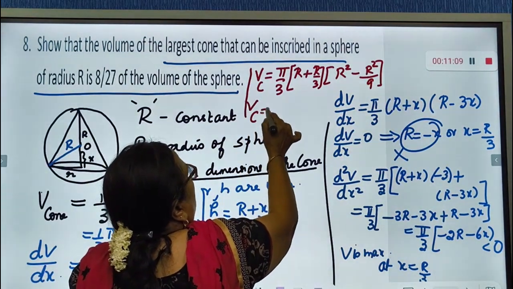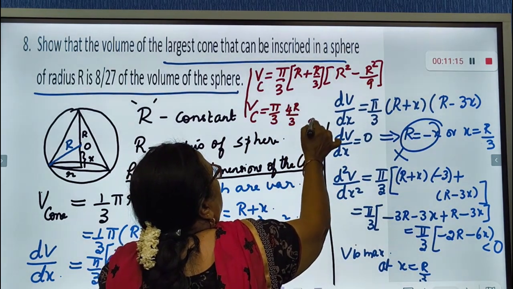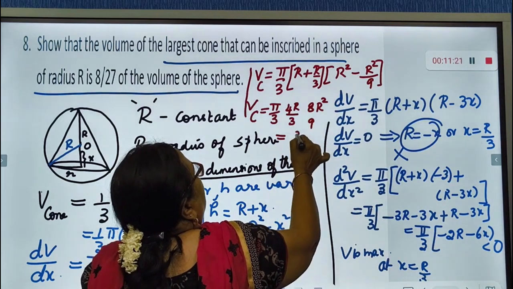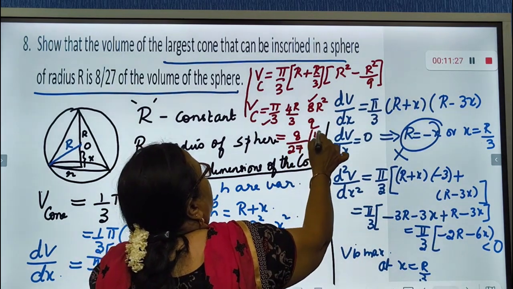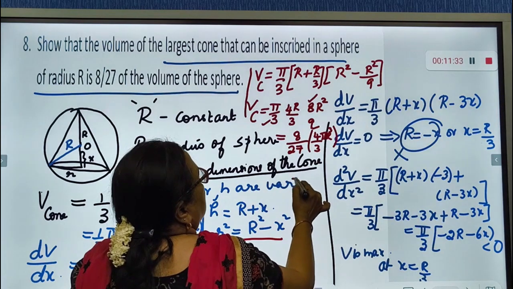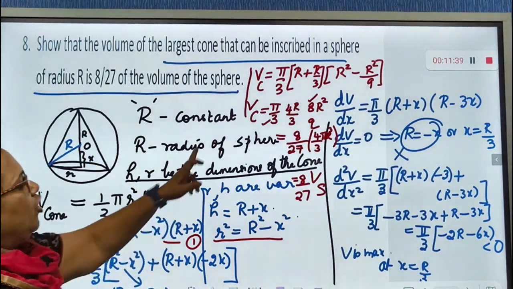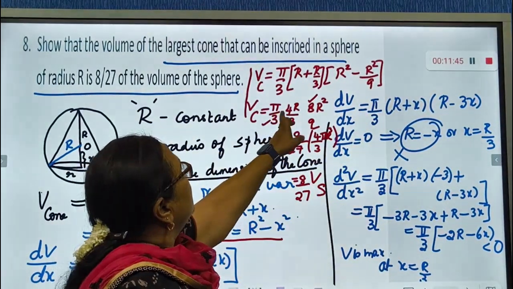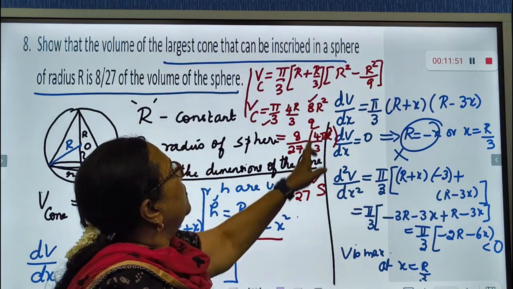This volume of the cone is pi by 3 into 4r by 3 into 8r squared. So take that 8 and 27 outside, then you will be left with 4 by 3 pi r cubed. So this is 8 by 27 the volume of the sphere. See, the volume of the cone is pi by 3 into (r plus r by 3) into (r squared minus r squared by 9). This is 4r by 3. This is 8r squared, since 9r squared minus r squared is 8r squared by 9.